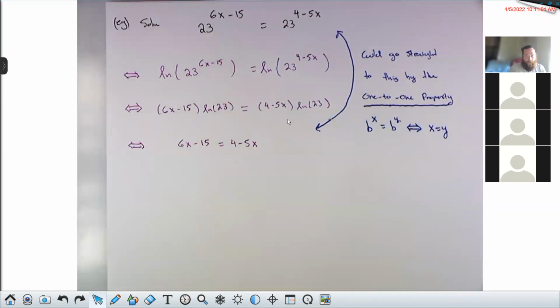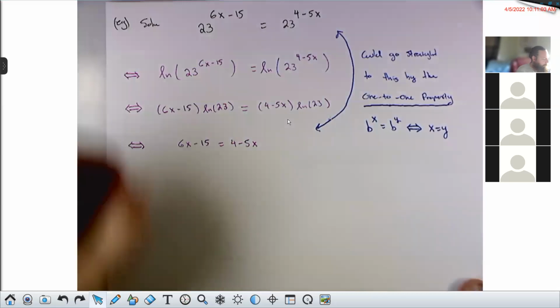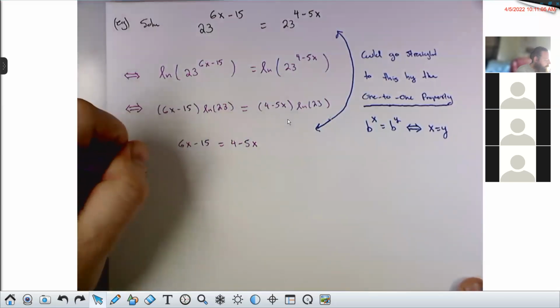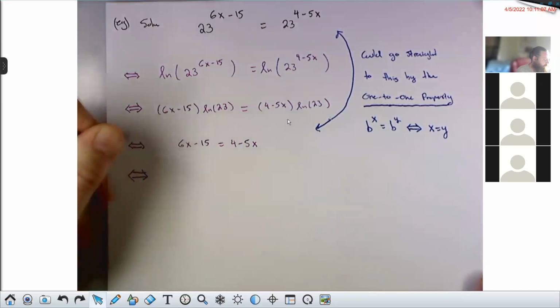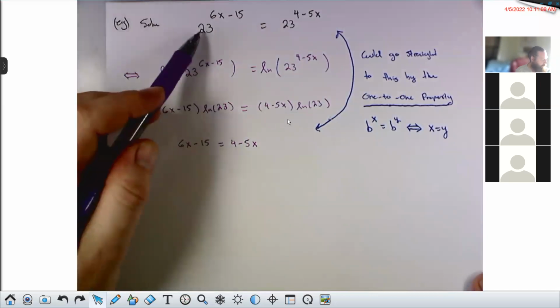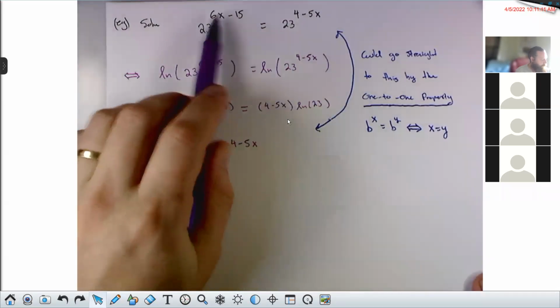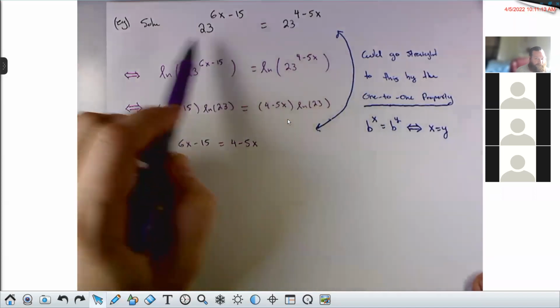You can do it without ever touching a logarithm. That's sort of the idea. But it only works for these types of equations, where you've got the same base on both sides, raised to some powers on both sides, and nothing else going on.